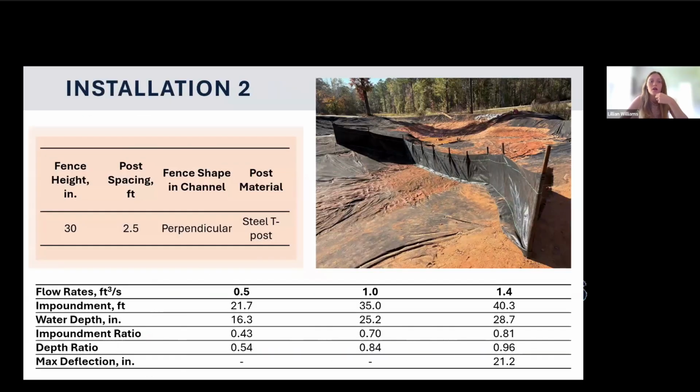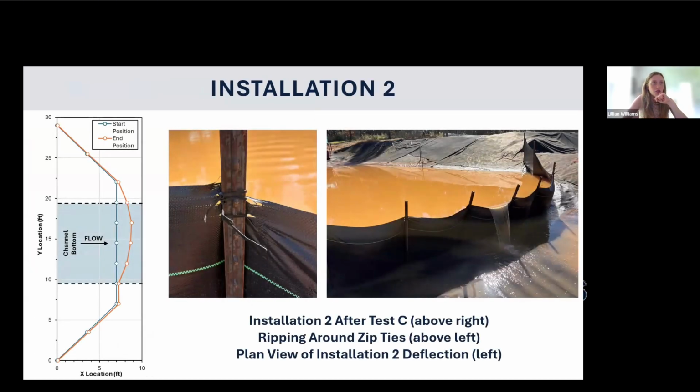So installation 2 was that 30-inch standard height, but instead of 5-foot spacing, we moved it to 2.5-foot spacing. And then we saw we had a pretty high max deflection, but our impoundment ratio on the last flow rate was pretty high, very close to theoretical. So installation 2, that orange line, showed the arc that you can see in the picture, but installation 2 also experienced the ripping around the zip ties that installation 1 did not have.